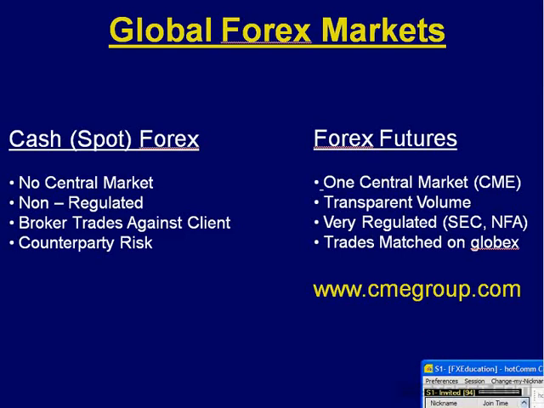Okay. And then last but not least, this ties into number one. Your trades are matched up on the Globex trading system. Now, Globex is the electronic trading system at the Chicago Mercantile Exchange. So when you put an order in, you're trading the electronic Forex futures market in the Globex system. Again, the broker is not on the other side of your trade there. Your trade's being matched up on Globex. Okay. A little bit about the Chicago Mercantile Exchange.